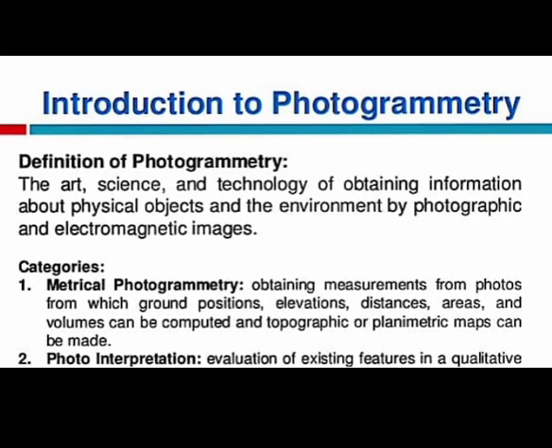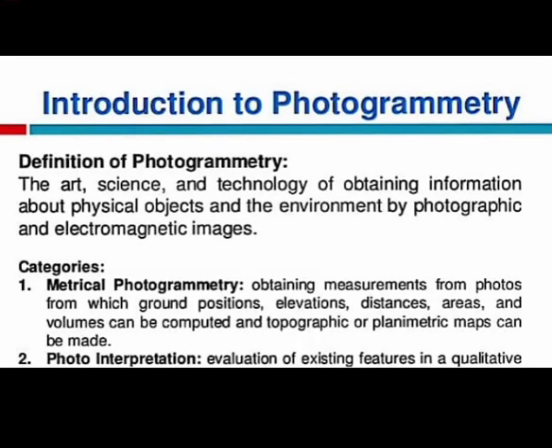Now the introduction to photogrammetry. As I said, I defined photogrammetry. The definition of photogrammetry, what I have written here on this slide, is the art, science, and technology of obtaining information about physical objects and the environment by photographic and electromagnetic images, right? That is how I defined it previously. That is, photogrammetry is the science and technology of obtaining reliable information about physical objects and the environment through the process of recording, measuring, and interpreting photographic images and patterns of electromagnetic radiant imagery.